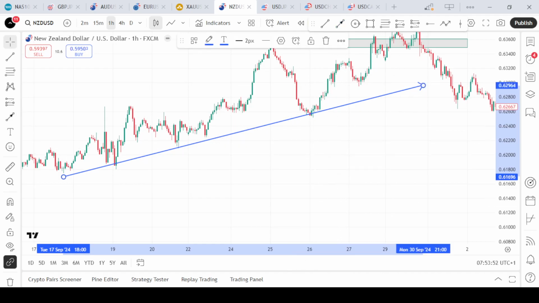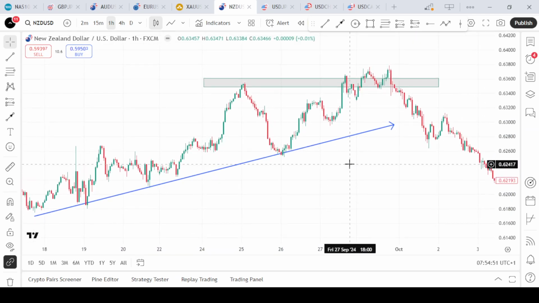So continuation patterns suggest that the current trend is likely to continue after a brief pause. Lastly, bilateral patterns show that the price could break out in either direction, and this requires confirmation before taking action.